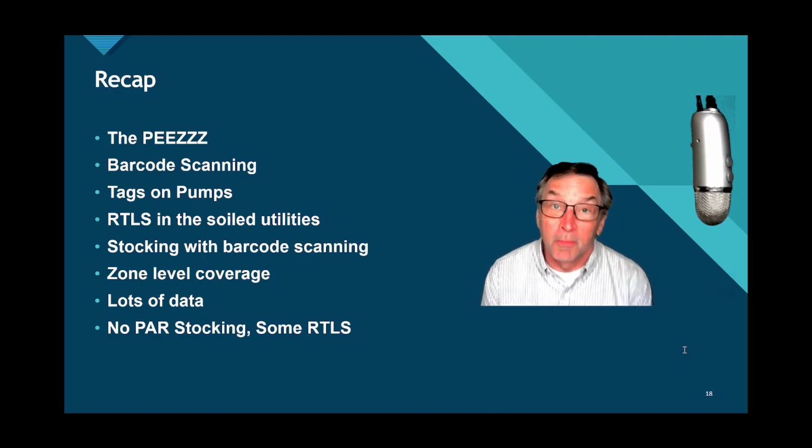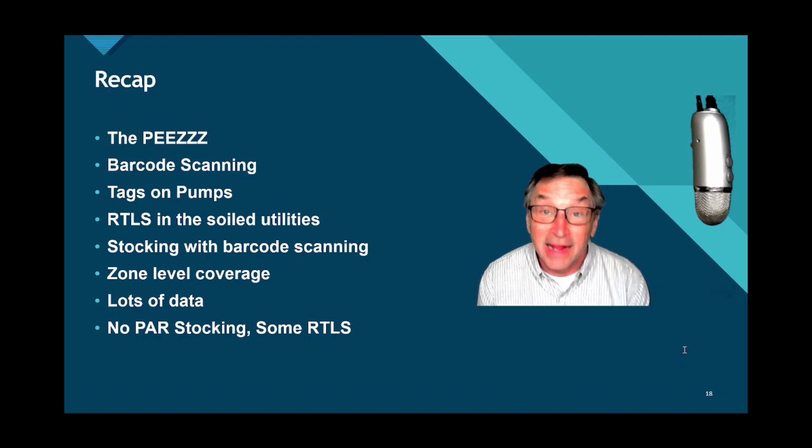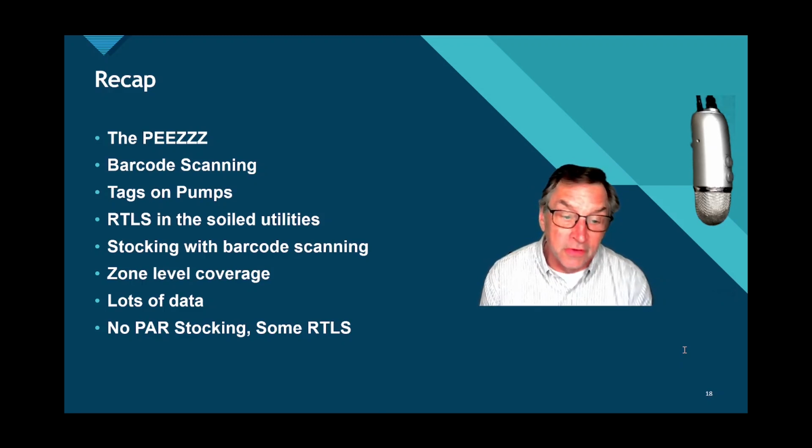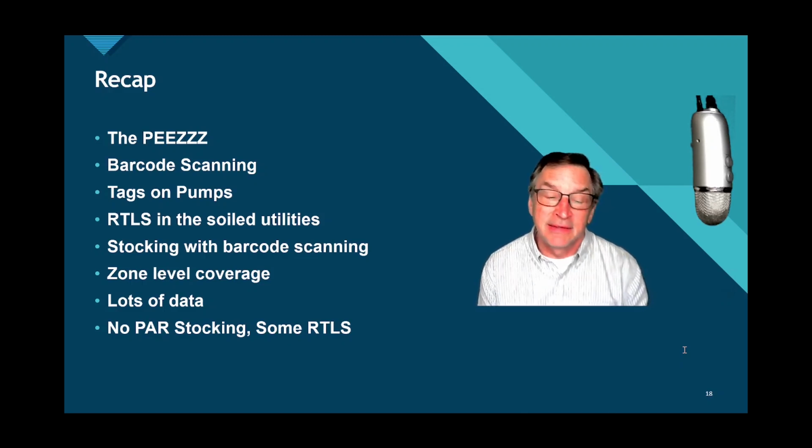Hopefully now we're seeing more and more of these pumps starting to come into process. Then we put in RTLS just in the soiled utilities, and that allowed us to remove a lot of waste from the retrieval process. Then we added the stocking, and we did the barcode scanning for the stocking in reverse, and that helped. Then we added the zone level RTLS to get the pumps and to look at these anomalies. And the whole time we partnered with nursing and we provided them data, and then we saw the behavior change. We didn't do par stocking, and it isn't because par stocking is bad. It's just because with these incremental changes, we hopefully got to a point where we had enough improvement to leave that much more complicated step for the future.